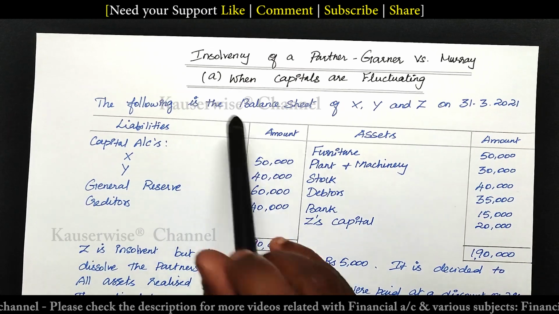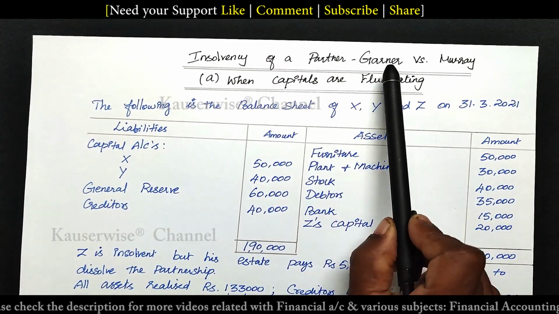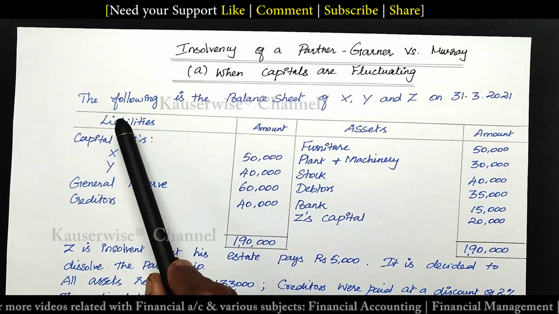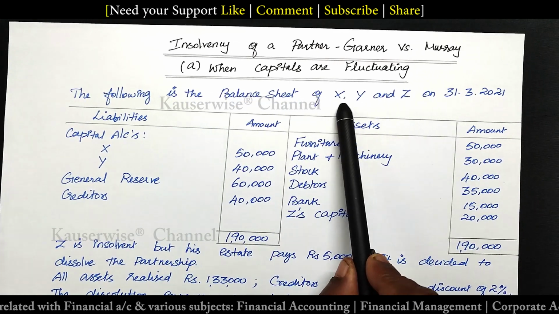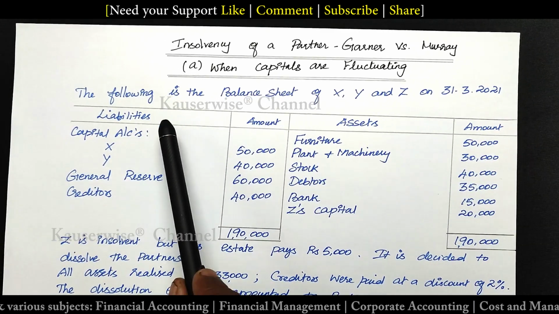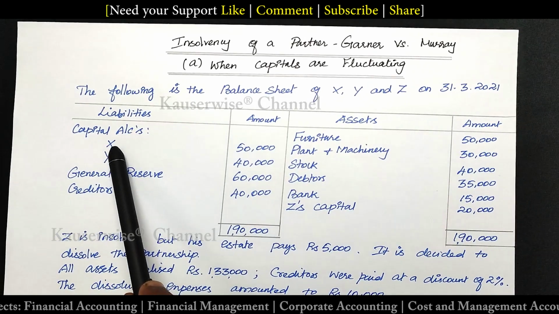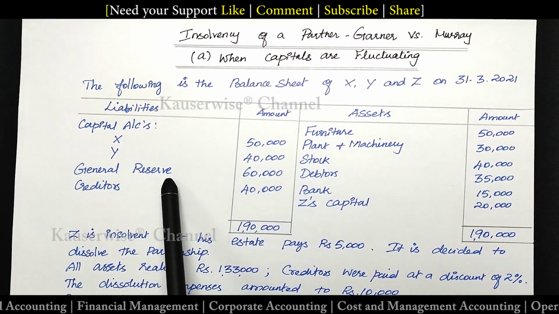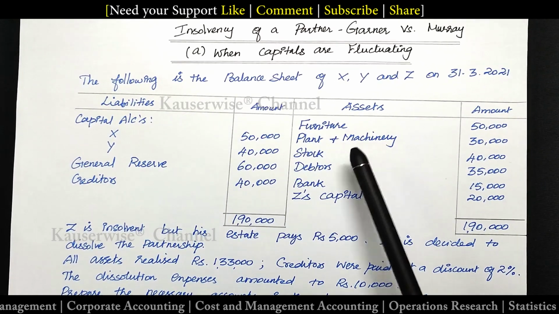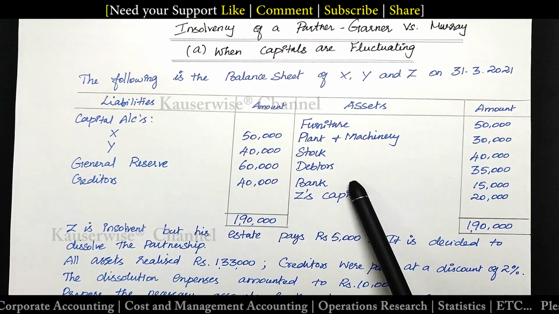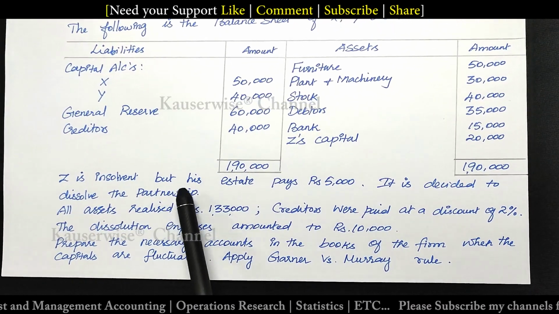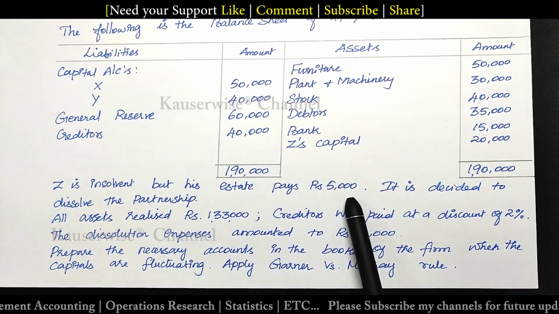See the problem. Insolvency of a partner, Garner versus Murray rule, when capitals are fluctuating. The following is the balance sheet of X, Y, and Z on 31st March 2021. Liabilities: X's capital, Y's capital, general reserve, creditors. Asset side: furniture, plant and machinery, stock, debtors, bank, and Z's capital. Z is insolvent, but his estate pays 5,000 rupees.